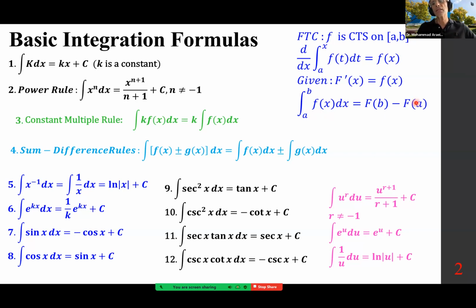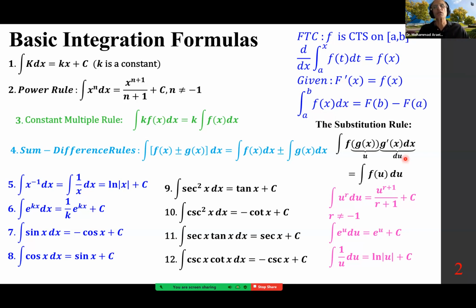However, it is faster to use the fundamental theorem of calculus evaluated at the endpoints, capital F of b minus capital F of a, where capital F prime is lowercase f of x. And of course, we have the substitution method, which is the reverse process of the chain rule.